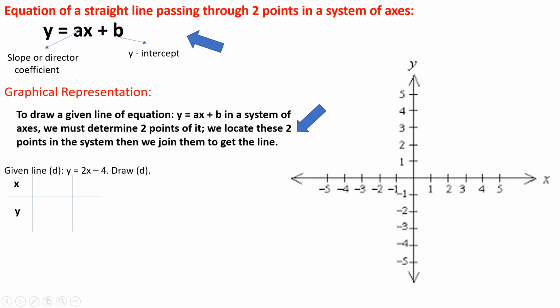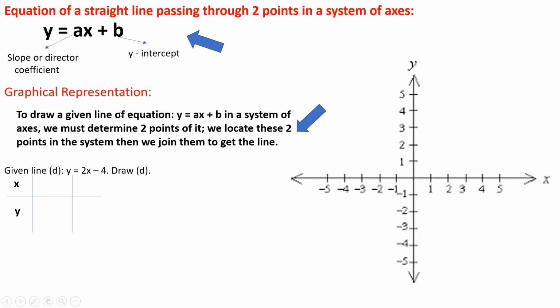Y and x are variables. A and B are numbers, positive or negative. A is the coefficient of x, it's called slope or coefficient of x. B is called the y-intercept. As I said, A and B are positive or negative numbers. How do we do the graphical representation?